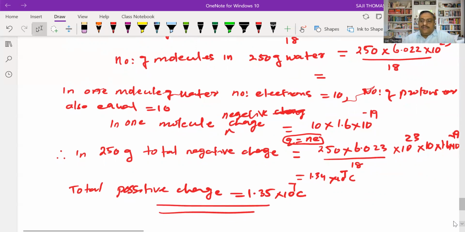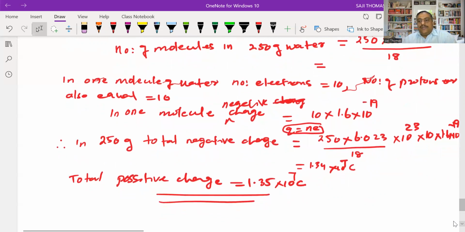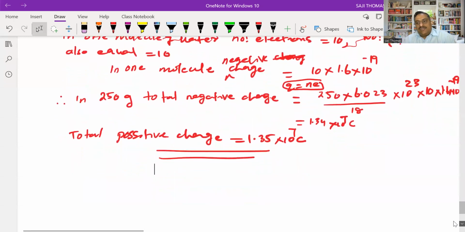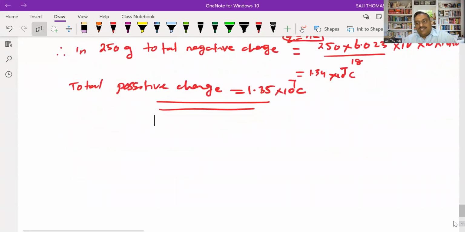Now, I'm going to the next topic. It is a very important topic. It is a law called Coulomb's law. And Coulomb's law is an inverse square law. You learned Newton's law of gravitation, force between two masses. That force is inversely proportional to the square of the distance between the masses.